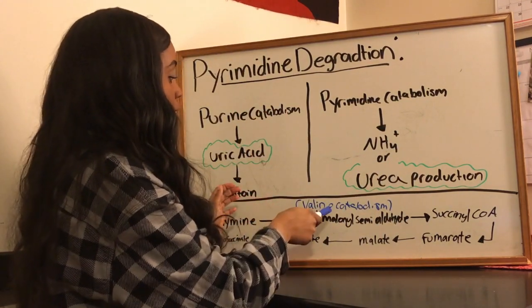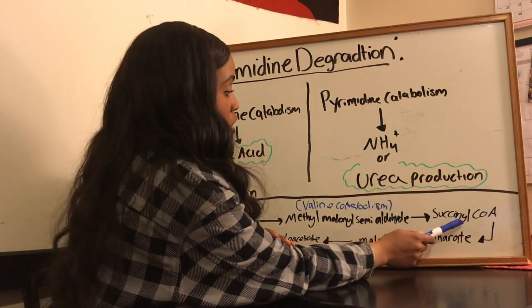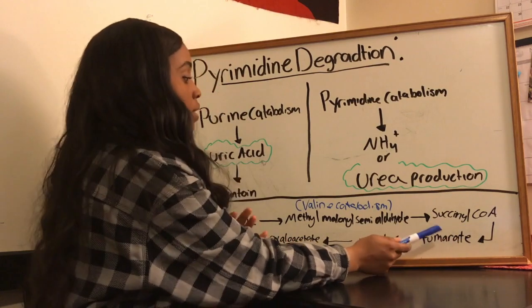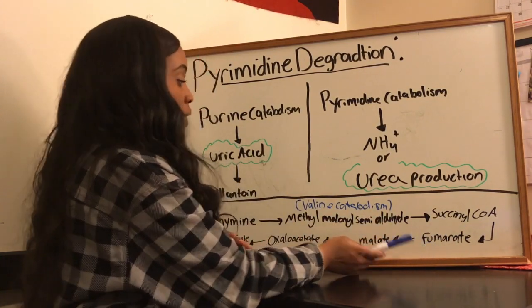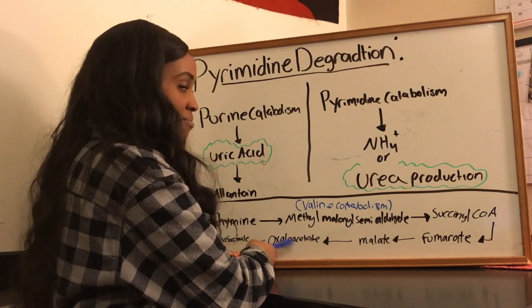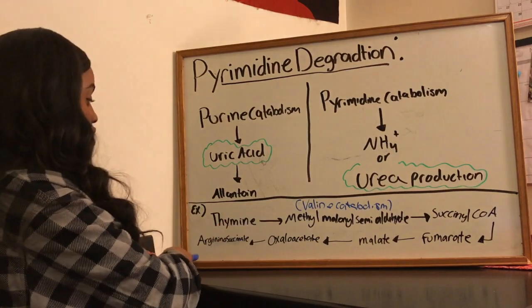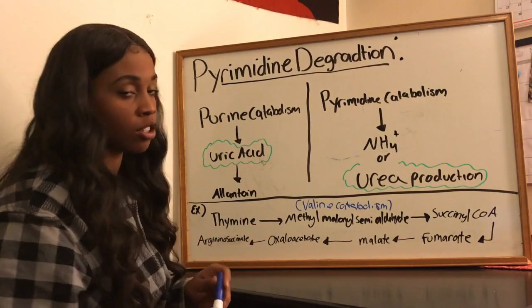In valine catabolism, methylmalonyl semialdehyde leads to the production of succinyl-CoA, and then that can be converted to fumarate and then malate and then oxaloacetate, and then that can be changed into argininosuccinate, which is a direct intermediate in the urea cycle.